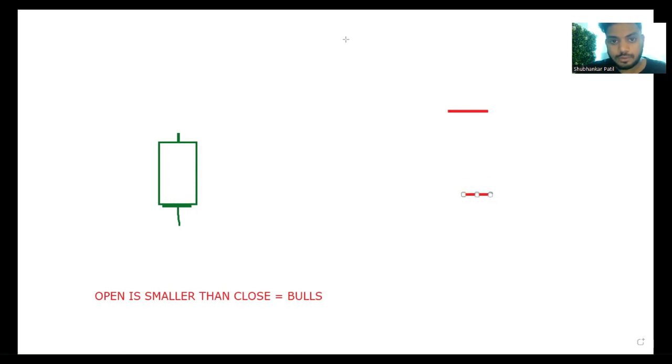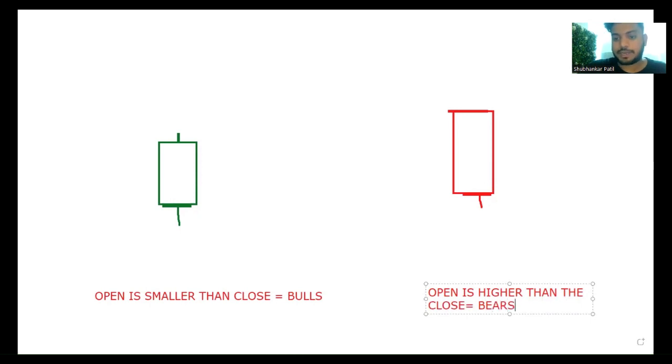Let's draw it. Let's say this is where the market made a low, and this is how a red candle will get formed. Why is the red candle getting formed? Because it opened at a higher level but closed at a lower level. A negative candle is basically formed when open is higher than close.